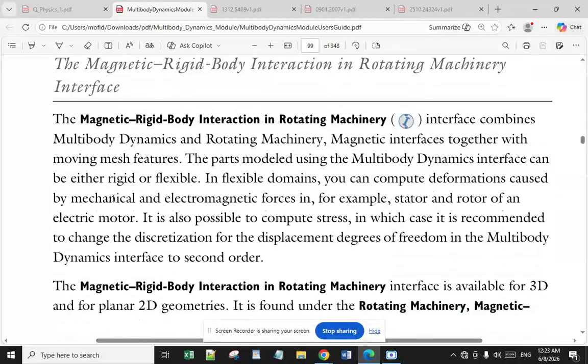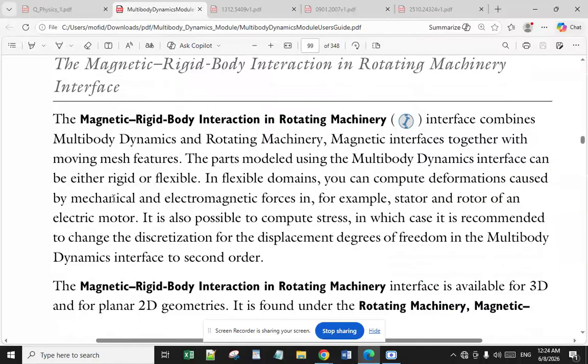Now I want to go through the Magnetic Rigid Body Interaction in Rotating Machinery interface. The Magnetic Rigid Body Interaction in Rotating Machinery interface combines multibody dynamics and rotating machinery magnetic interfaces together with the moving mesh features. The part models using the Multibody Dynamics interface can be either rigid or flexible.